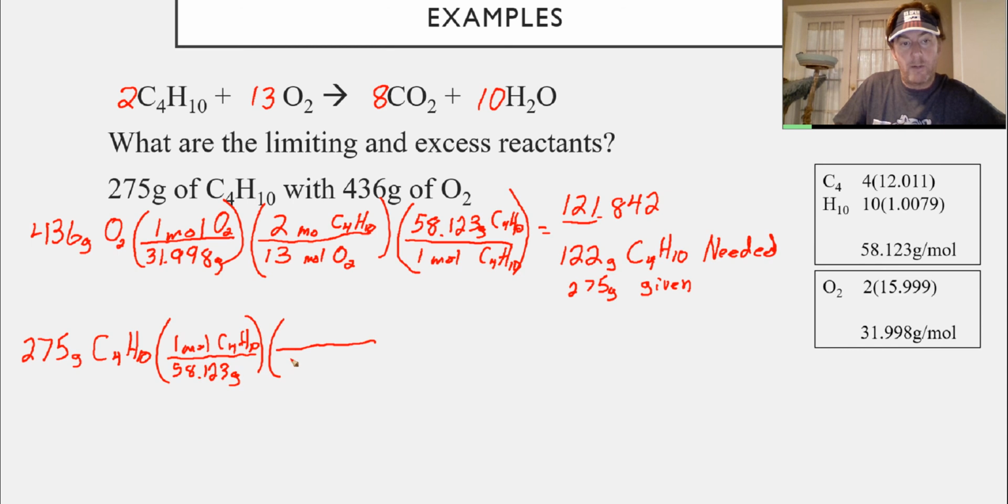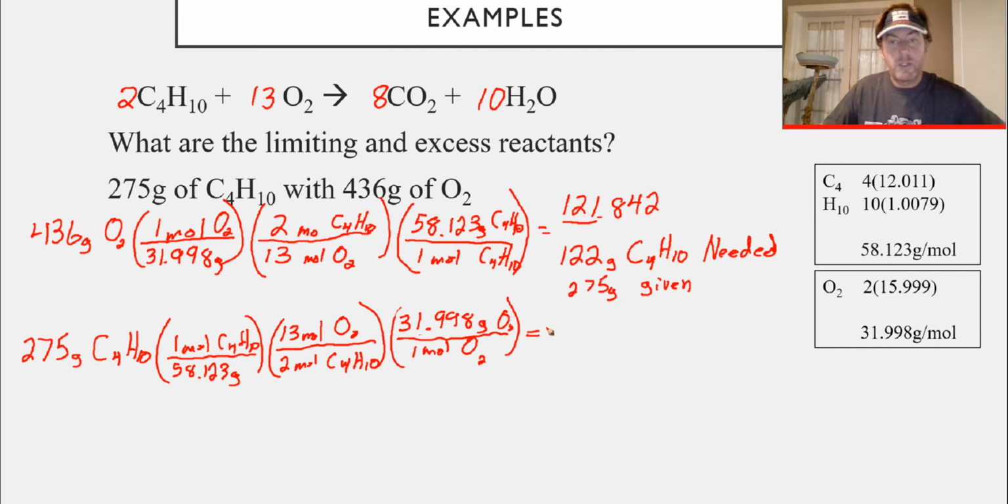And then I want to get rid of moles of butane, so it's 2 moles of butane. And it looks a lot like what I did up top. I'm just kind of doing it in reverse. 13 moles of oxygen. So you're going to need to do the same work anyways. You've got to figure out the molar masses. So I'm going to get rid of moles of oxygen, and that's going to be the 32. There we go. 31.998 grams of O2.